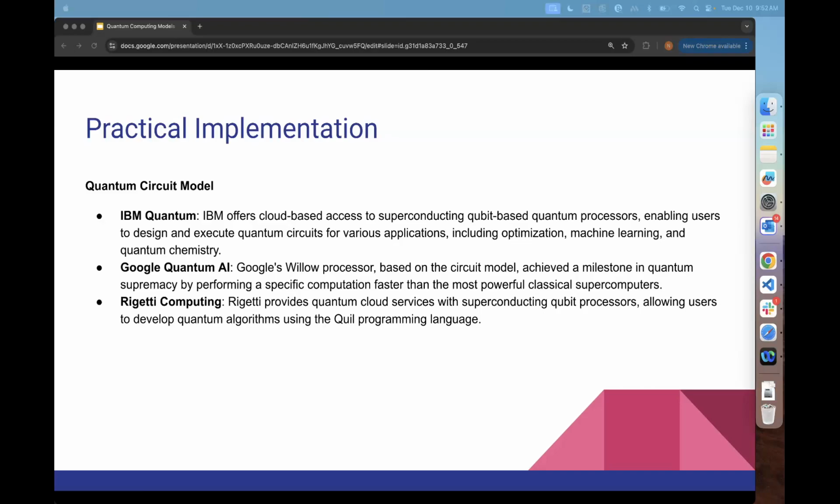So I think moving forward, Google and IBM will be more focused on adopting quantum circuit models for their quantum chips. And there is another company called Rigetti Computing, which also provides quantum cloud services with superconducting qubit processors. This allows users to develop quantum algorithms using the Quil programming language.